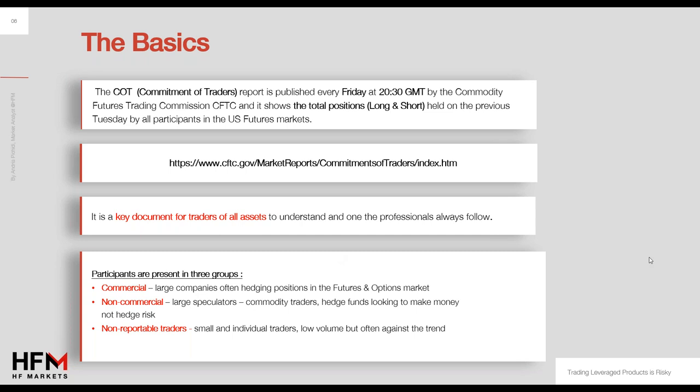One thing the report does not do is categorize individual traders' positions. This is because it's part of confidential business practices and so on and so forth.